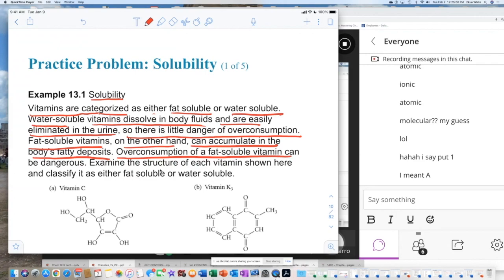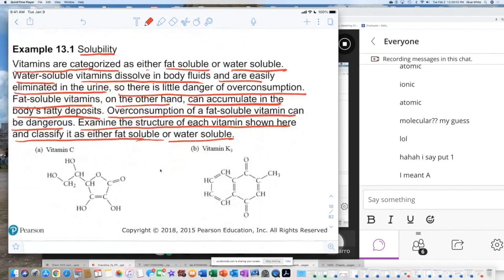Overconsumption of a fat-soluble vitamin can be dangerous. Examine the structures of each vitamin shown here and classify it as either fat-soluble or water-soluble. Okay, we can do that. What was the rule again that we just learned? 5 carbons per 1 OH. That's the cutoff point for water solubility, right? That's a summary of the previous slide. If the vitamin is going to be soluble in water, for every one OH or for every polar bond we see, it can handle up to 5 carbons.